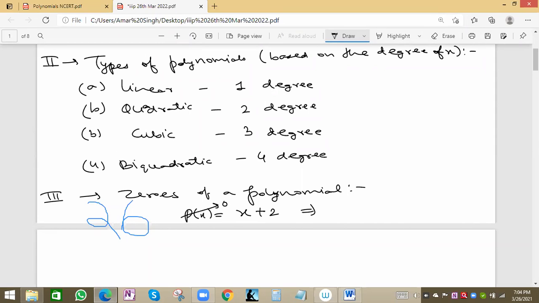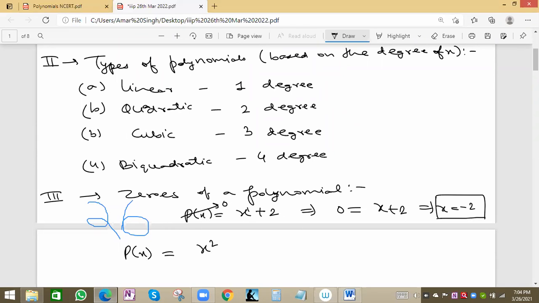And for what value of x will p(x) be 0? 0 will be equal to x plus 2. We can say x equal to minus 2. So zeros for this polynomial will be only one value, one zero, and that value will be x equal to minus 2 because power is 1. That means 1 zero.